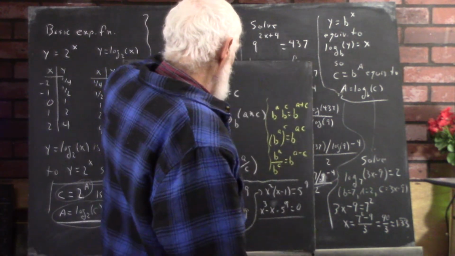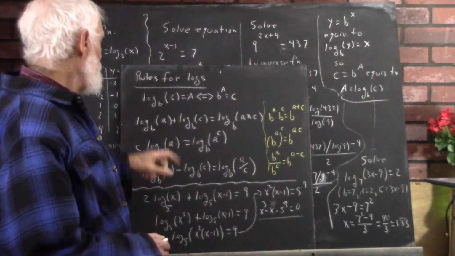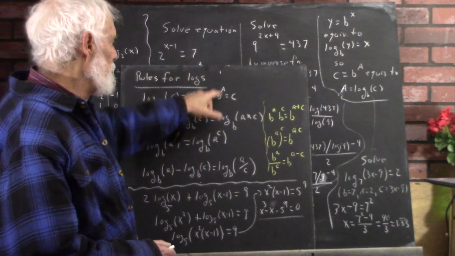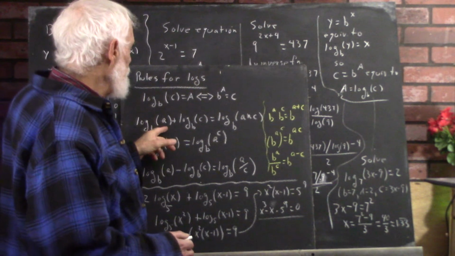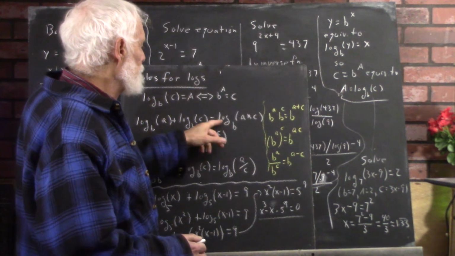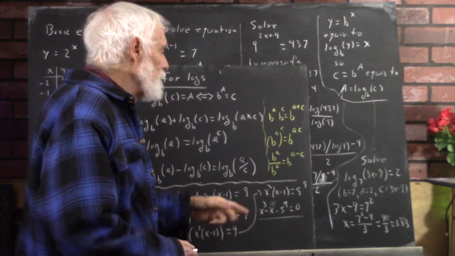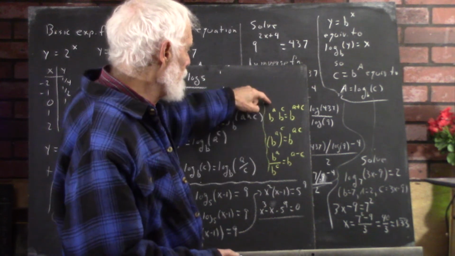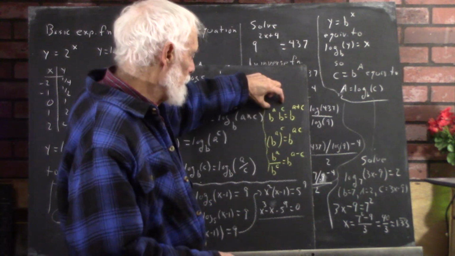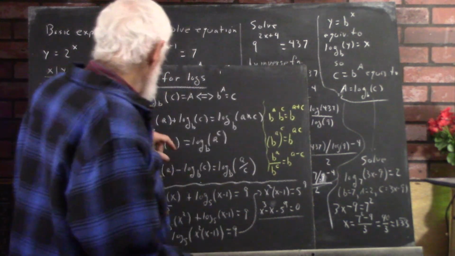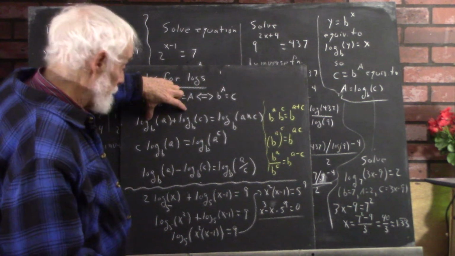A couple more laws of logarithms in an application. Rules for logarithms. First of all, log base b of c equals a is equivalent to b to the a equals c. That's what we've been using. Then you have log base b of a plus log base b of c equals log base b of a times c. And this is because of the rule for exponents. It says b to the a times b to the c equals b to the a plus c. You notice you have a multiplication here and an addition here. Just like here, you have multiplication in here that becomes an addition over here when you expand it.